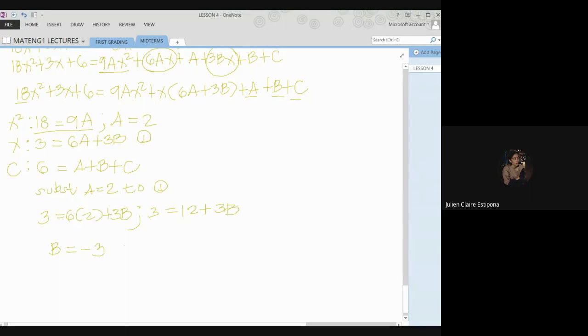So we substitute the value now to equation 2. Substituting the values of a and b, that is 6 is equal to a, what is your a? That is 2, plus b, that is already negative 3, plus c. So, what is the value of c?